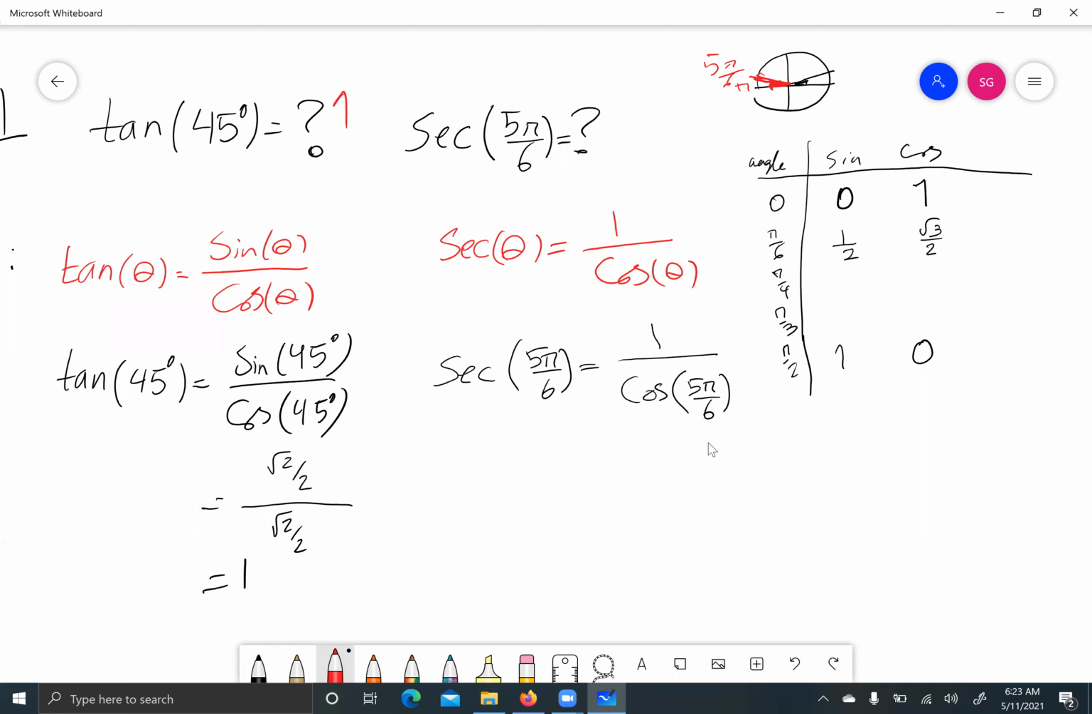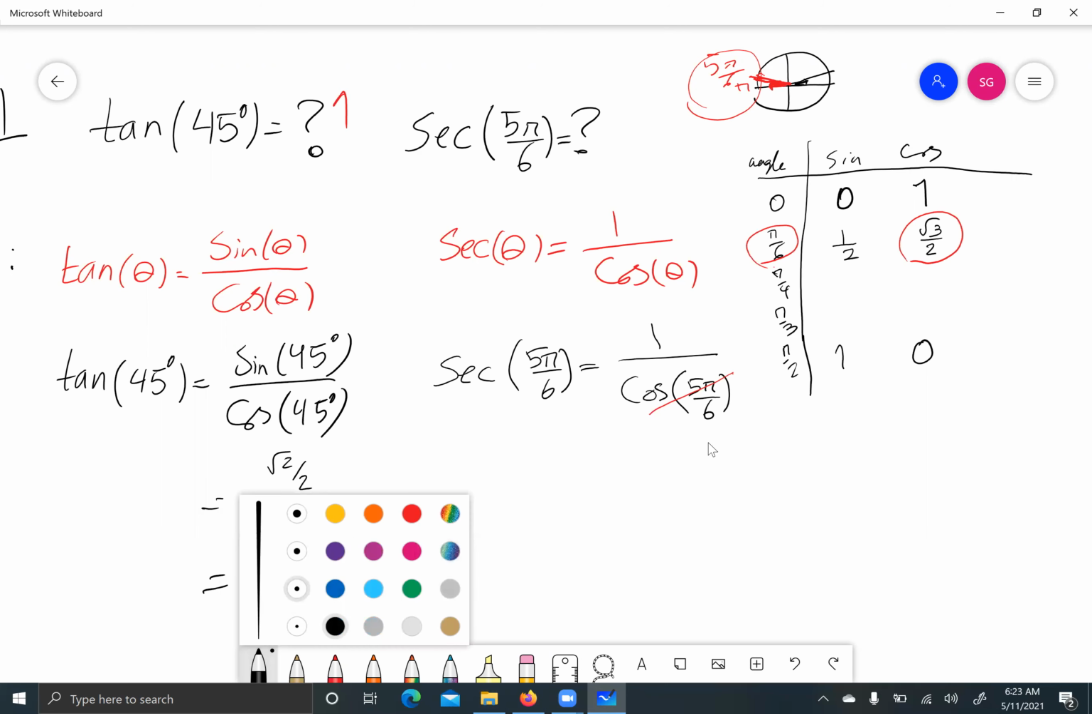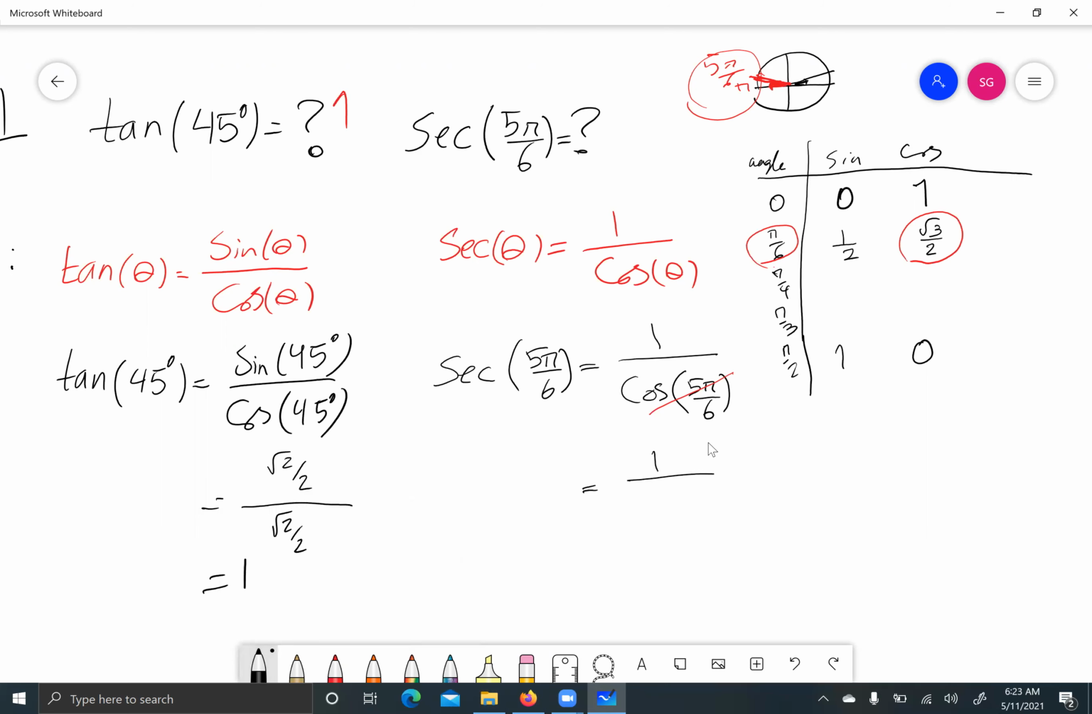So it's gonna be the same value. The cosine of 5 pi over 6 is gonna be the same as cosine of pi over 6, which is square root of 3 over 2. So this is gonna be 1 over square root of 3 over 2. They have the same cosine value, but because 5 pi over 6 is in the second quadrant, it's negative. That's the only difference. So it's negative.